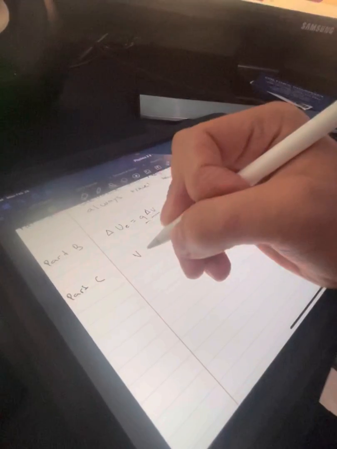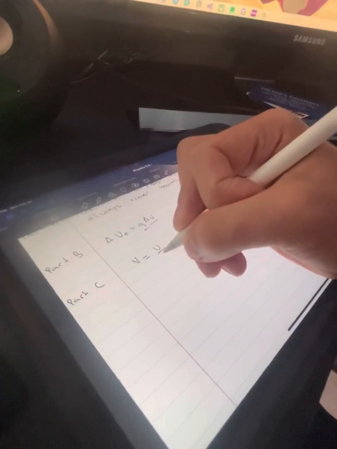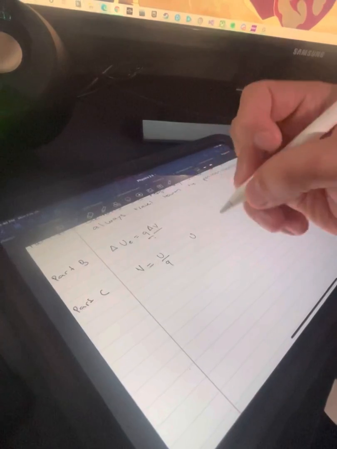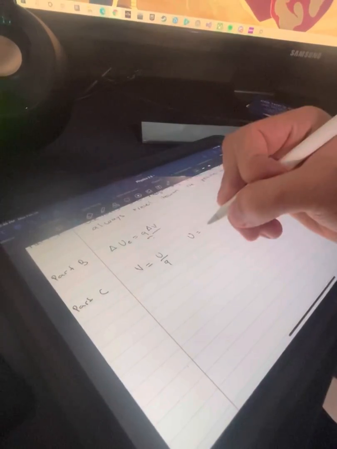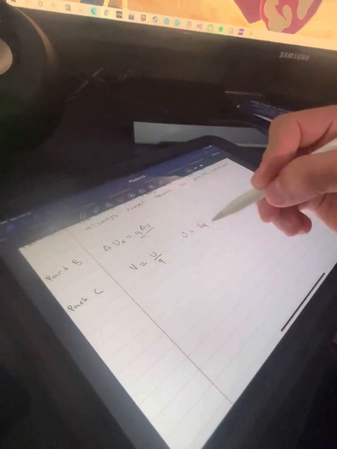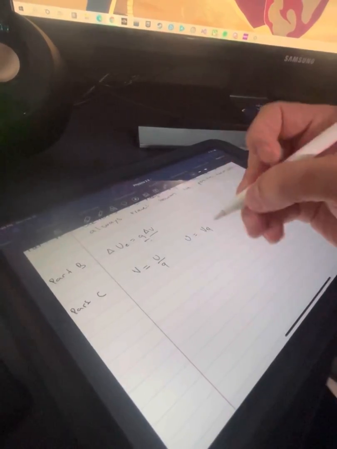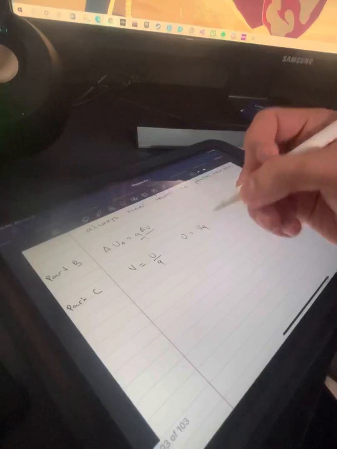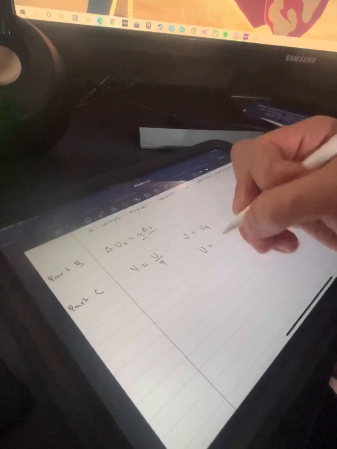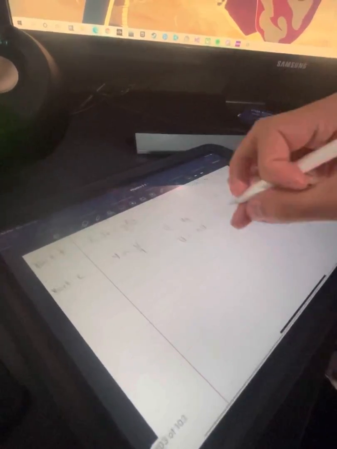The formula for electric potential is V equals U over Q. We can rearrange this to be U equals VQ. Therefore, now we have the charge and the electric potential next to each other. The charge of an electron is just negative e. So we can say the electric potential energy equals negative eV. And that's pretty much that.